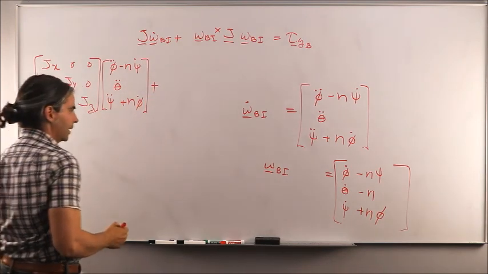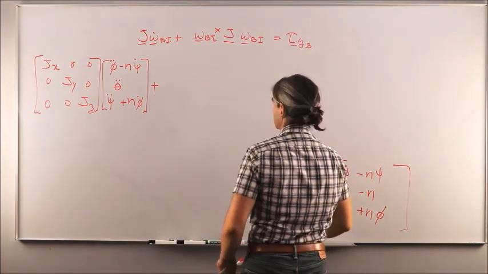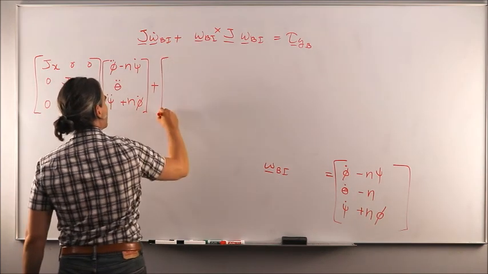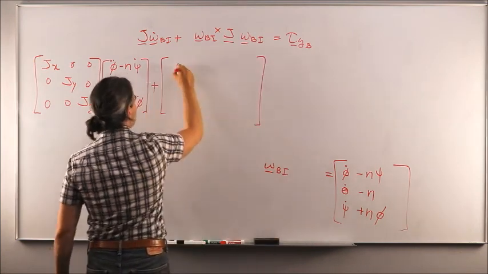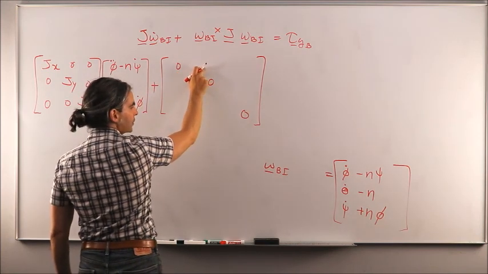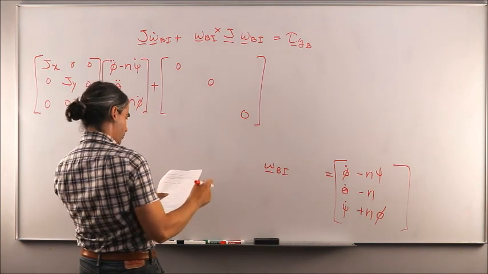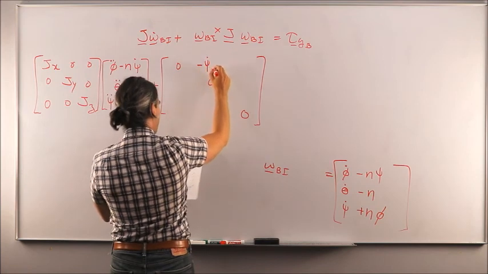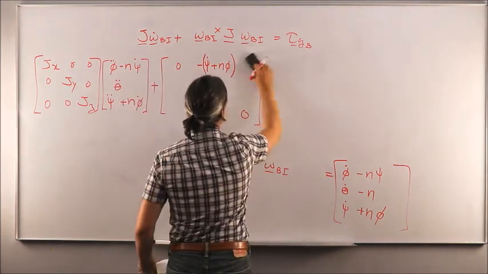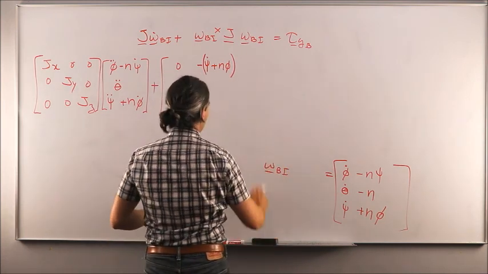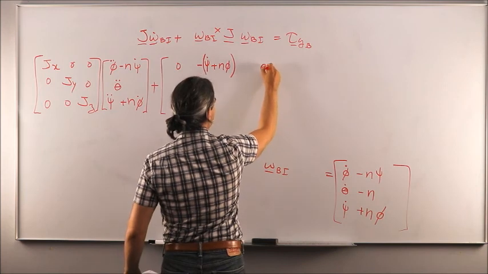Plus, oh no, this skew symmetric matrix constructed out of that 3 by 1. Okay, we know how to do that. We're a small group of people, so we remember that a skew symmetric matrix is the one that has zeros on the main diagonal. So here we go: 0, 0, 0. That element here is always minus the Z component, which is going to be minus yaw rate plus n roll angle, like that. Here we have the Y element directly, so that is theta dot minus n.